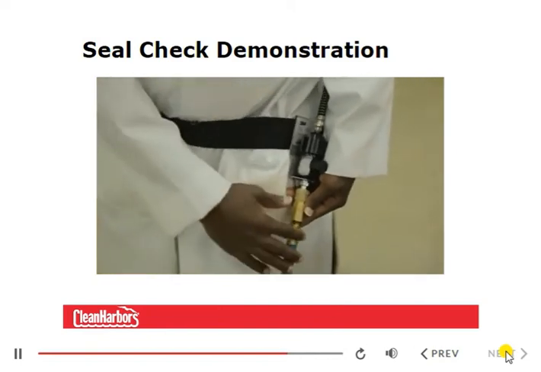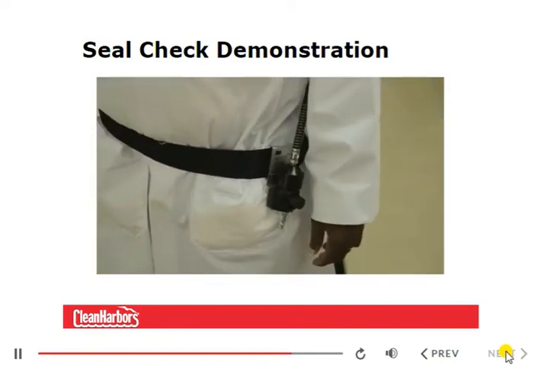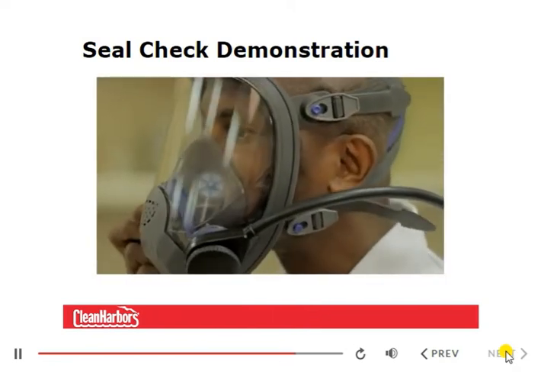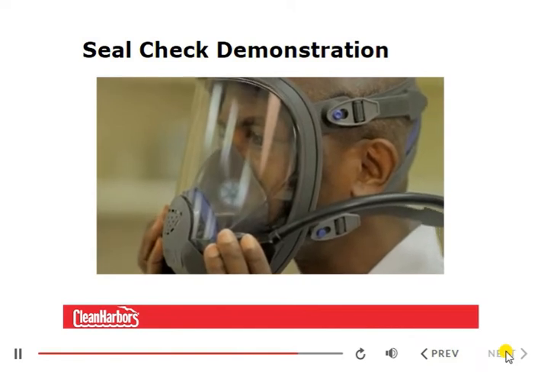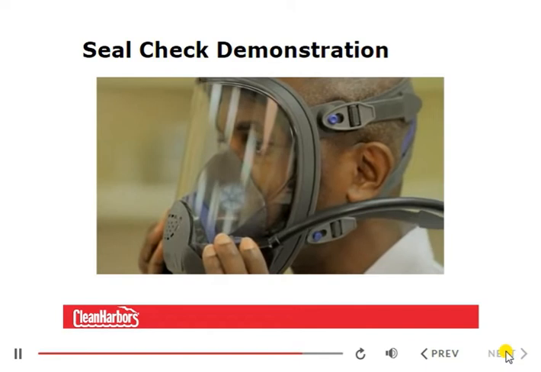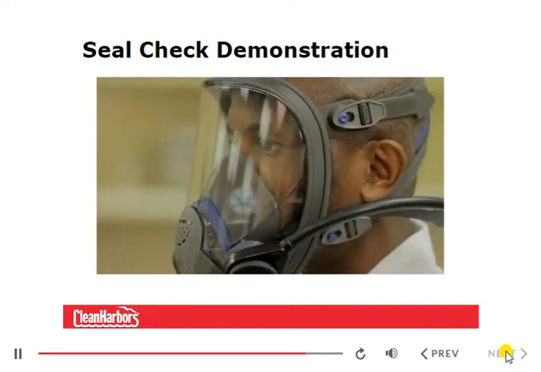First, disconnect the airline hose from the air control valve. Next, with the breathing tube still connected to the air control valve, inhale gently. If you feel the facepiece collapse slightly and pull closer to your face with no leaks between the face and the facepiece, then a proper seal has been obtained.